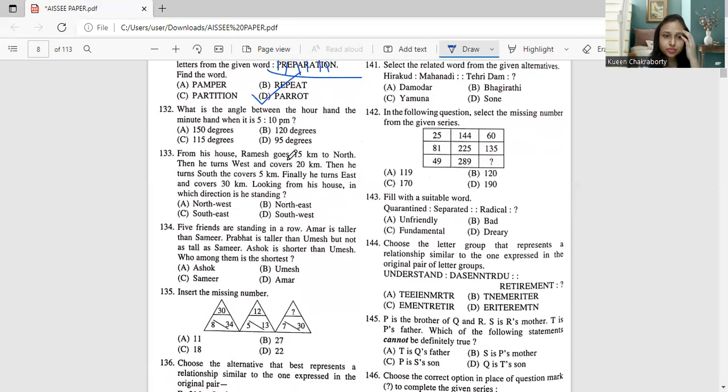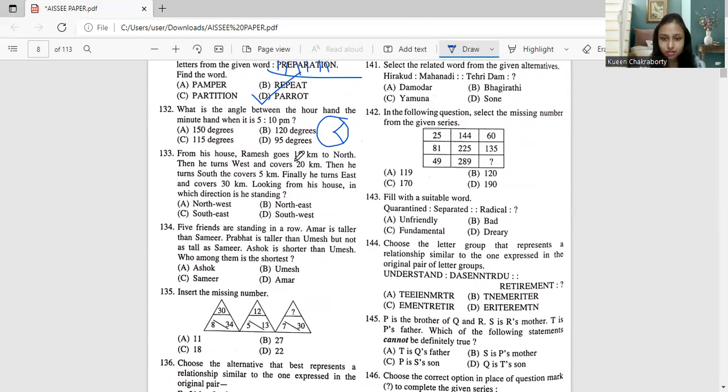Next, moving on to question 132. What is the angle between the hour hand and the minute hand when it is 5:10 p.m.? Okay, let's see. Question number 132 is saying it's 5 and 10, that's 5:10 p.m. It will look somewhat like this, right? So yes, we have a formula for this. You cannot do it from direct calculation.